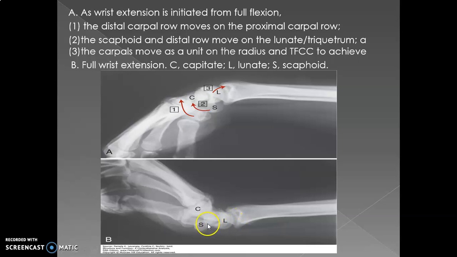The scaphoid is moving the maximum. See, the scaphoid from here moved till here. Large movement is happening. So here it has already reached this position. The red arrow mark is showing how they are moving.